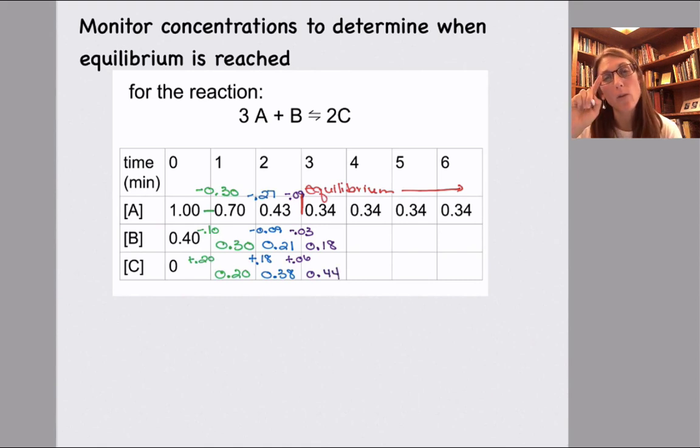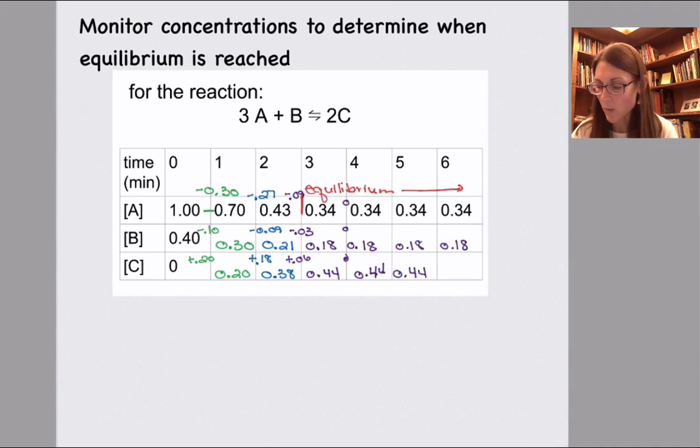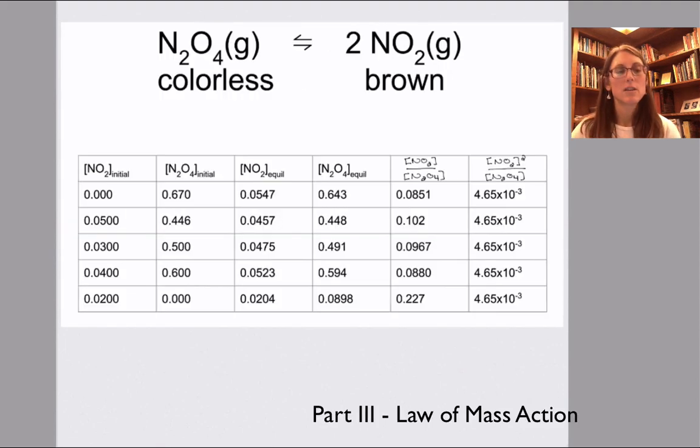But now from here on out, we see that the change for A is 0, which means the change in everything else is going to be 0, and these concentrations are going to remain constant. And again, we see for all of the chemicals involved in a reaction that once equilibrium is reached, their concentrations stop changing. So at equilibrium, even though the reaction continues, we no longer perceive a change in concentration. So how can we make this more useful?